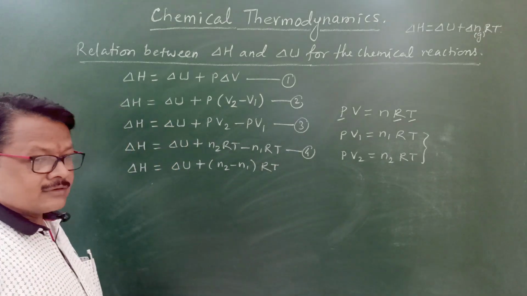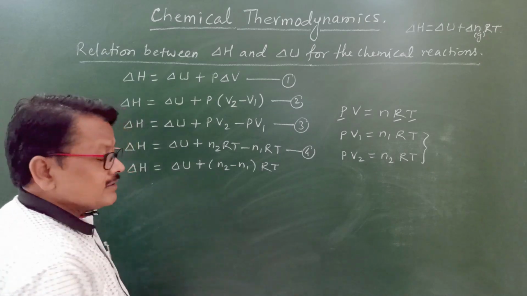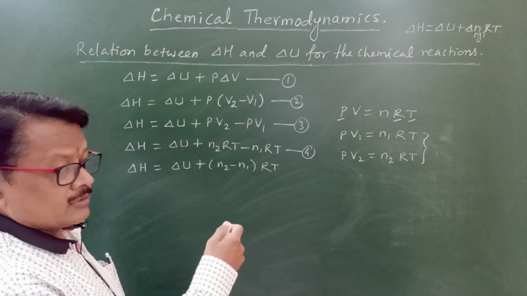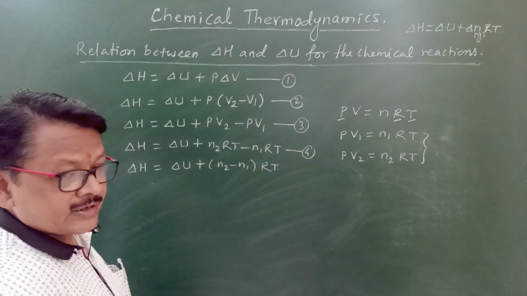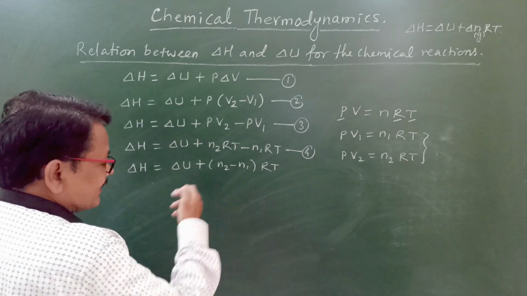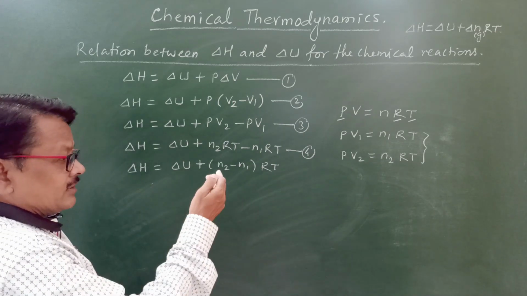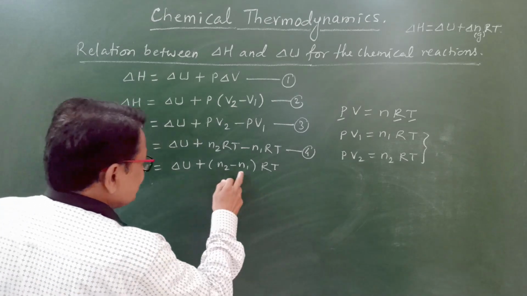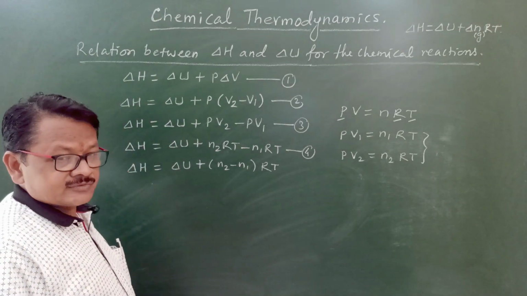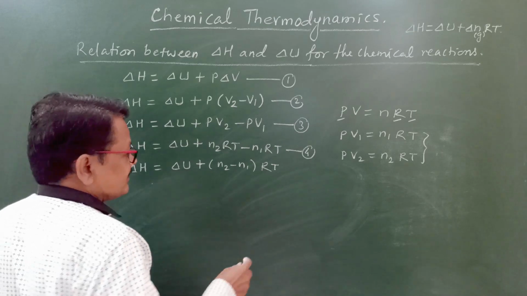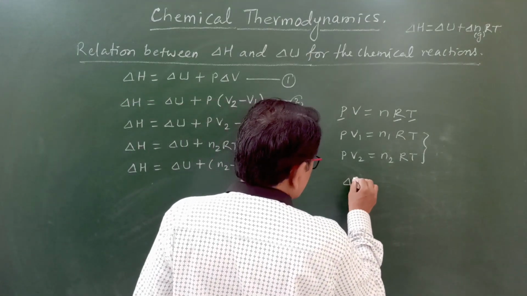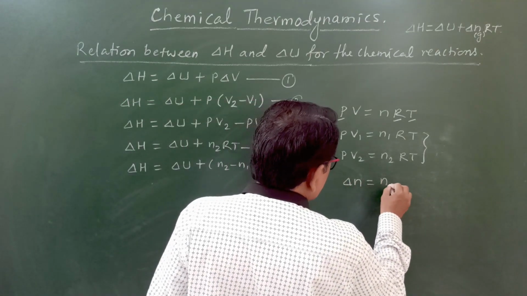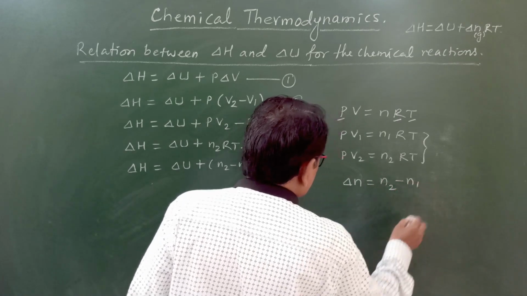N2 and N1, what are these? N2 is the number of moles of gaseous substance present at the product side and N1 is the number of moles of gaseous reactant present at the reactant side. And N2 minus N1 is the change in number of moles, and this change in number of moles is shown by delta n and it will be equal to N2 minus N1.